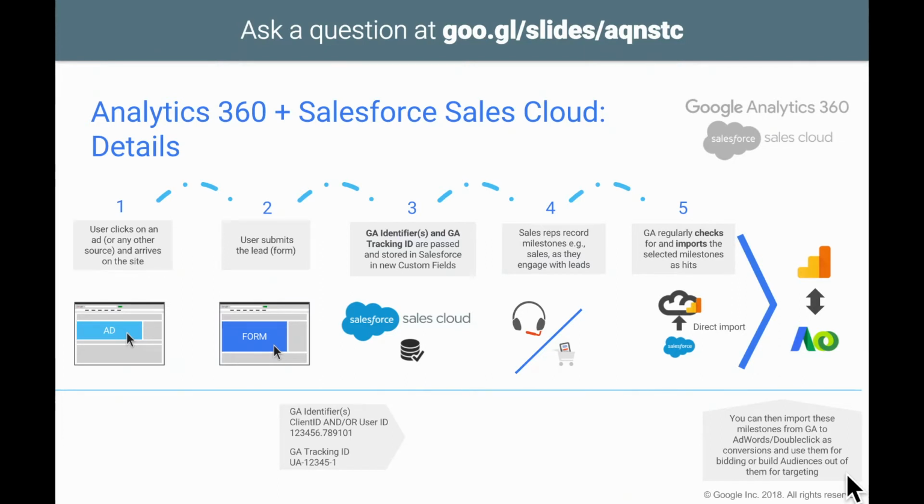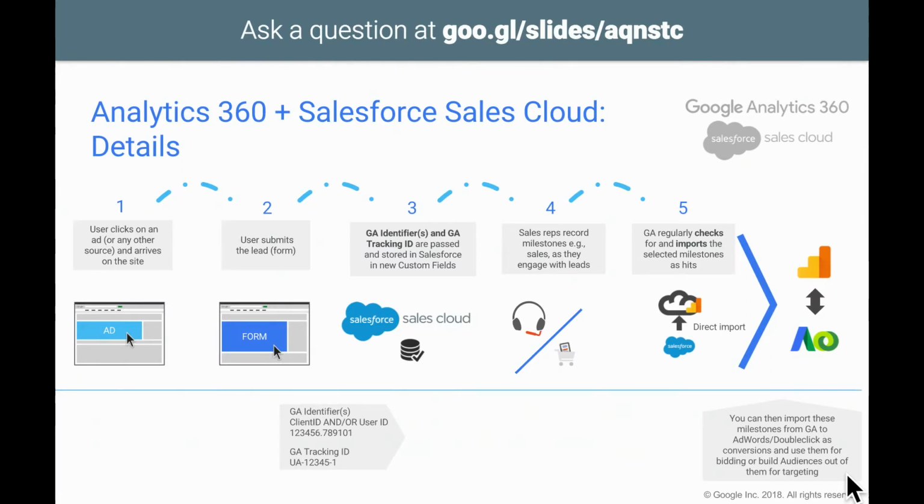Once those identifiers are passed into Salesforce together with the lead form submission, the magic happens on the Salesforce side, which means the user goes through the sales pipeline. They are contacted via the call center. The salesperson interacts with the lead, converts that lead to an opportunity, for example, and ultimately, if the lead is won and closed, the opportunity is converted into revenue.